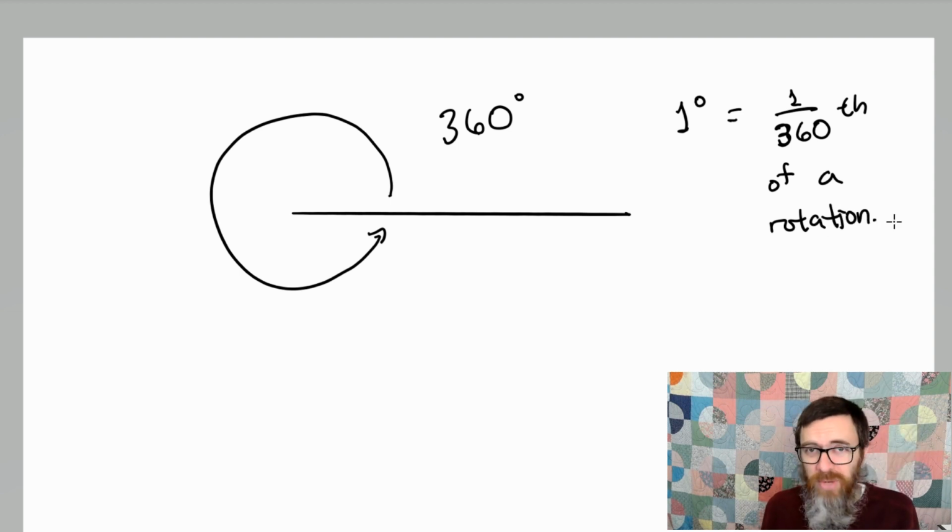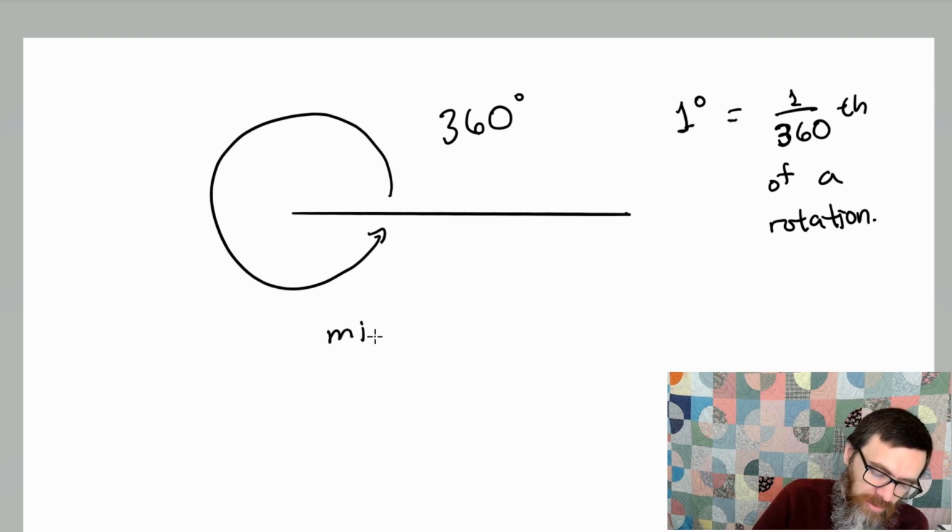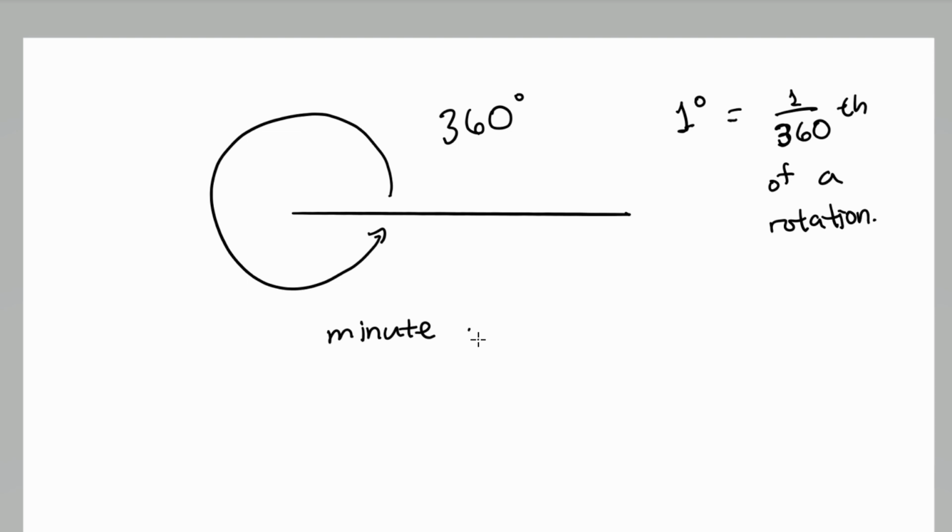Now, for most of the things that you would ever use, getting as small as 1 degree is probably going to be good enough. But sometimes we need things to be a little bit more precise, especially when we're talking about locations, latitude and longitude, or aiming. So with that, we also talk about minutes and seconds. A minute is going to be written like this, using a little apostrophe. And a second is going to be written like this.